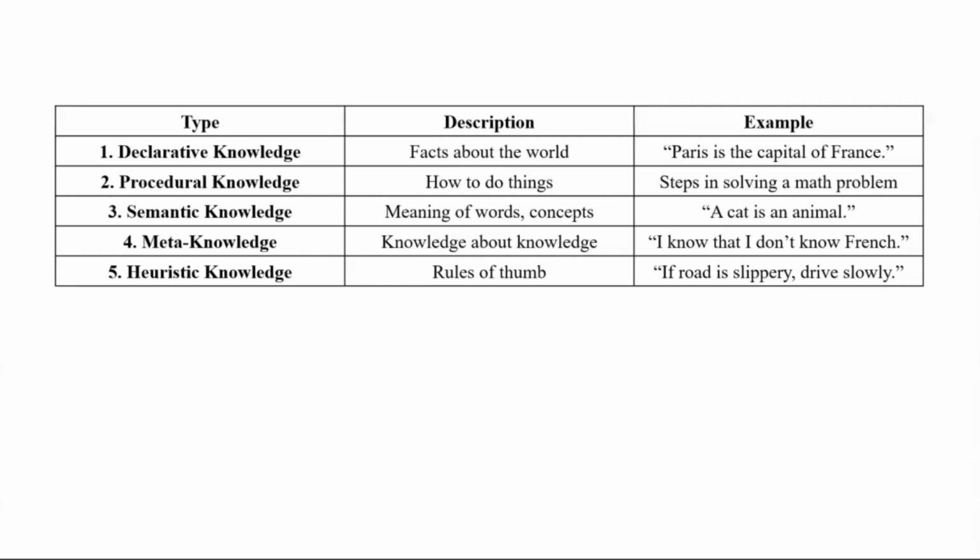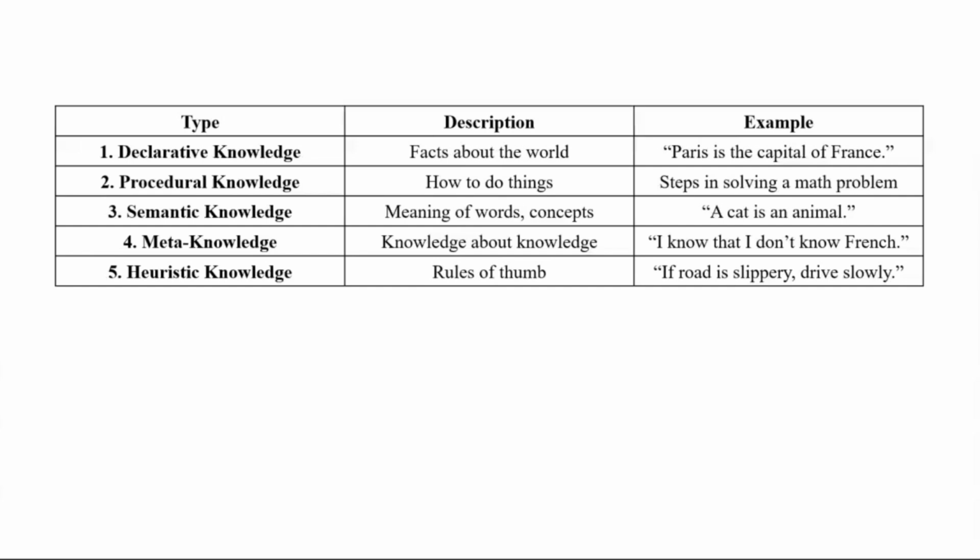The next type is meta knowledge. This sounds a little confusing at first, but it's actually a very simple one. Meta means about itself. So meta knowledge means knowledge about knowledge. It helps an AI understand what it knows and what it doesn't know. Imagine someone asks you, what is quantum computing? You may say, I know a little bit about it, but I'm not an expert. So you are actually evaluating your own knowledge.